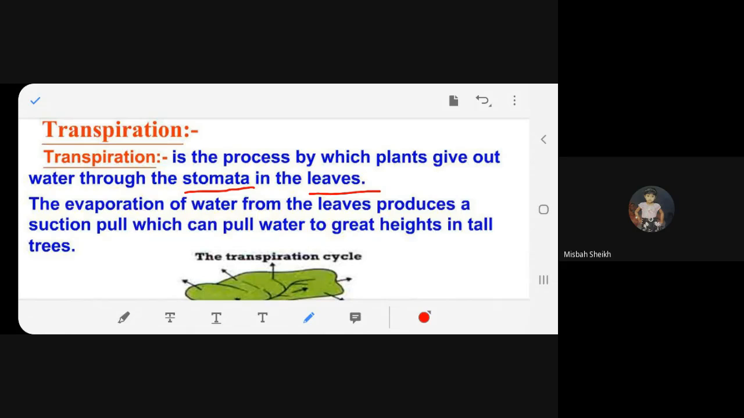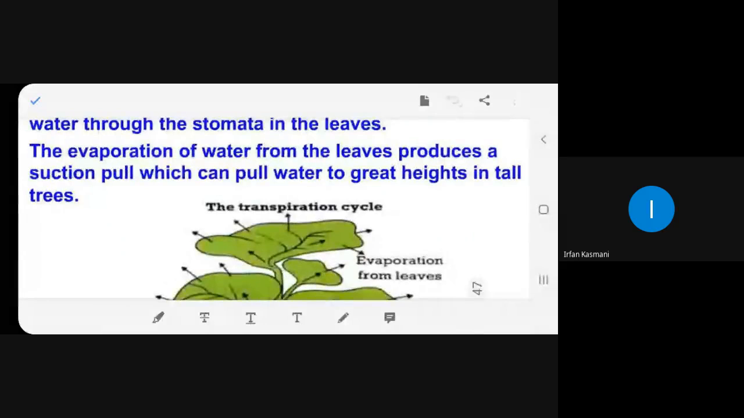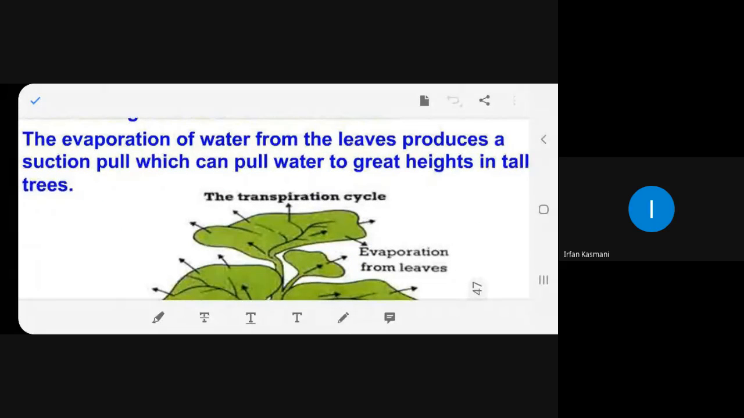Have you understood? Yes, ma'am. Okay. Now this process of evaporation of water, everywhere you can see from the leaves, it is creating a pull, sort of a vacuum, by which the water is carried to tall trees as well.